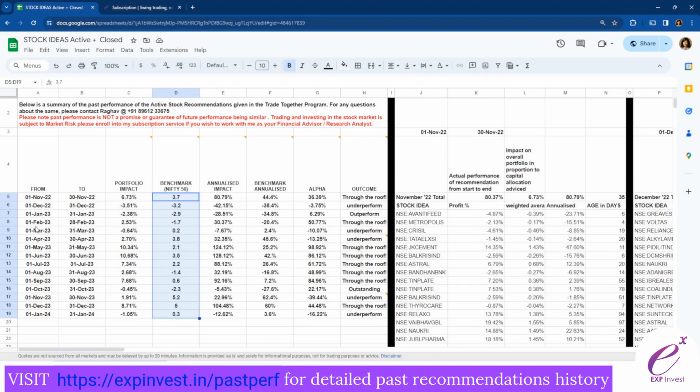Now, with respect to the Trade Together program, we post the performance month on month. The reason is that our holding period is anywhere between 2 weeks to 3 months. The average holding period is around 27 days. As such, it makes sense to look at the performance on a monthly basis.